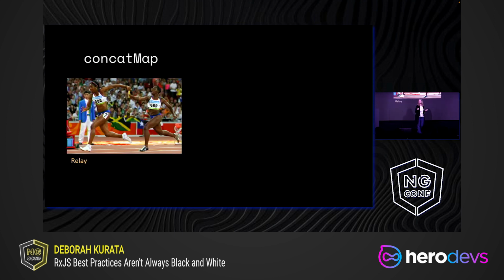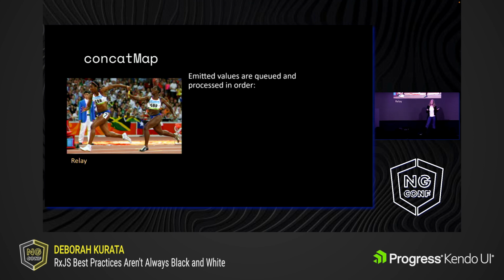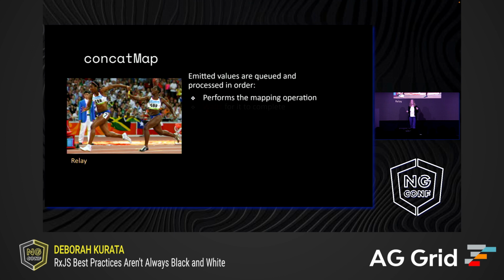So I actually used track and field as my metaphor here. Think of ConcatMap like a relay. With a relay race, they have to retain their order. That second person cannot start running until that first person has completed. And the ConcatMap works the same way. It waits for the prior one to complete, and then it repeats the mapping operation.